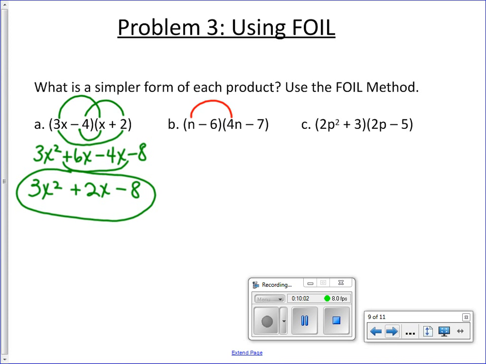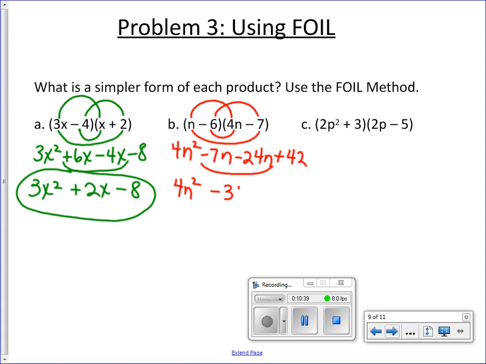First terms, we're going to take n times 4n would be 4n squared. Multiplying the outer terms, n times minus 7 would be minus 7n. Multiplying the inner terms, minus 6 times 4n would be minus 24n. And multiplying last terms, negative 6 times negative 7 is a positive 42. All right, combining our two like terms, which are in the middle, negative 7n plus a negative 24n would be a negative 31n. And here's our answer.